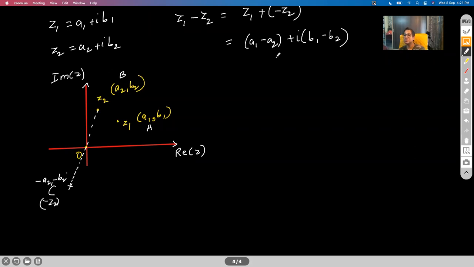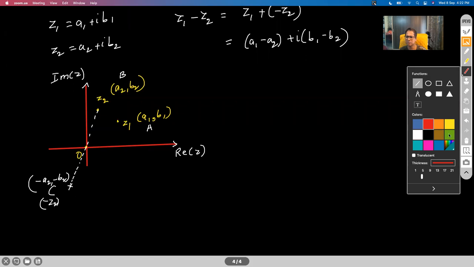Now my job is to what? My job is to locate which point? A1 minus A2 comma B1 minus B2. That means I want to locate this Z1 minus Z2 as a point on this Argand plane, okay? In short, I want to locate the coordinate A1 minus A2 comma B1 minus B2, okay? Now what I'm going to do is the same activity as what I did to add two complex numbers.